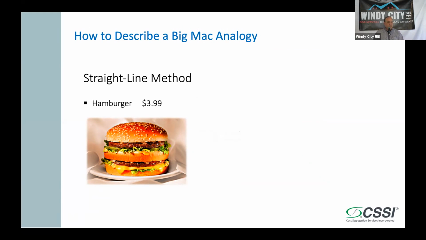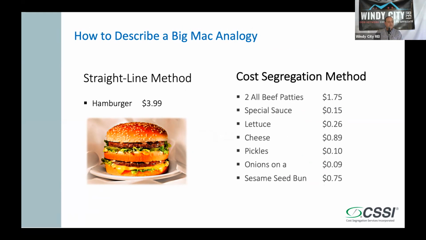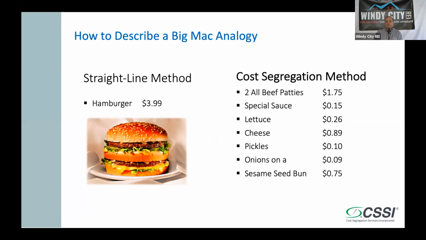Now, I don't know if there's anybody here who's old enough to remember what the cost segregation method would be for a hamburger. Can anybody remember this commercial, or are you all too young, you don't remember that? This was something that you remember, there you go. You want to sing that for us, Wayne?